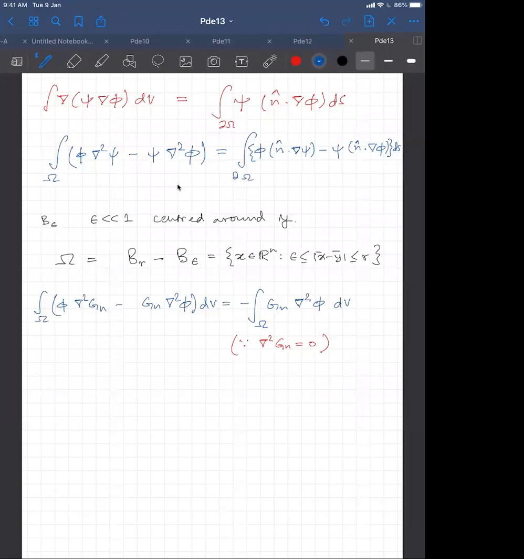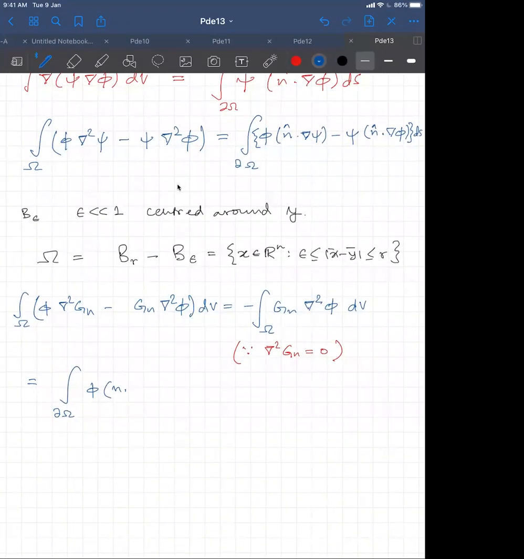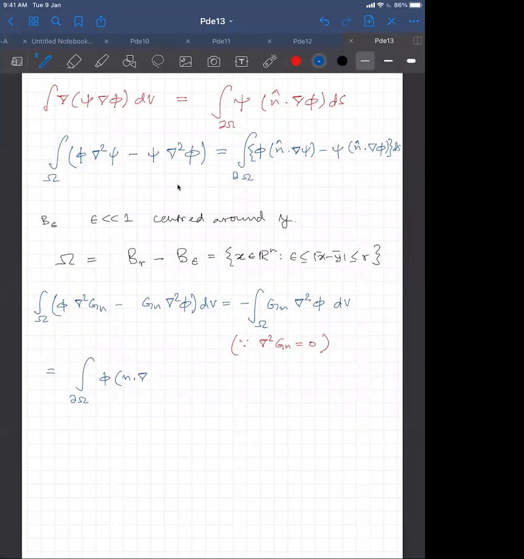So this is equal to the integral of del of omega, phi n dot grad of, oh sorry, minus Gn of n dot del phi ds. So we have just applied Green's identity here.